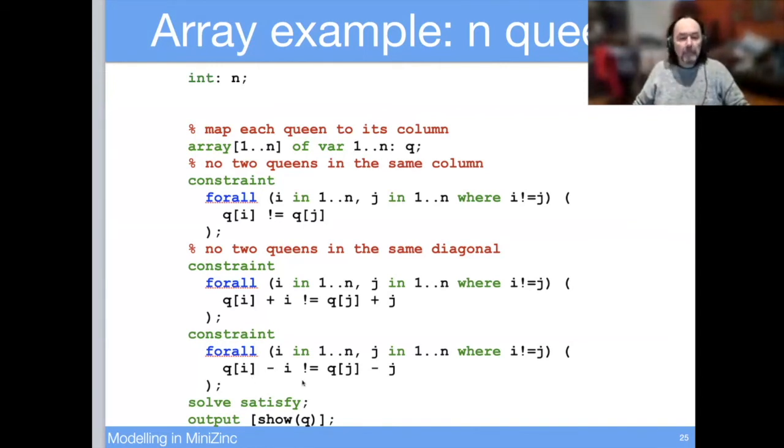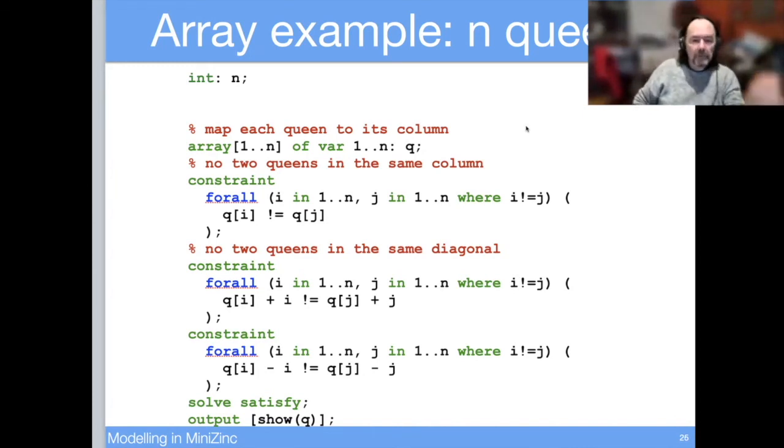And this q of i minus i is not equal to q of j minus j is exactly the other one. It's the diagonals like this, right? So we can't have 2 queens in the same diagonal. So here's our model. We're satisfying it, and we're going to output the queens. If we didn't have this, we'd get a similar result. We'd just get the default printout saying q is equal to something.